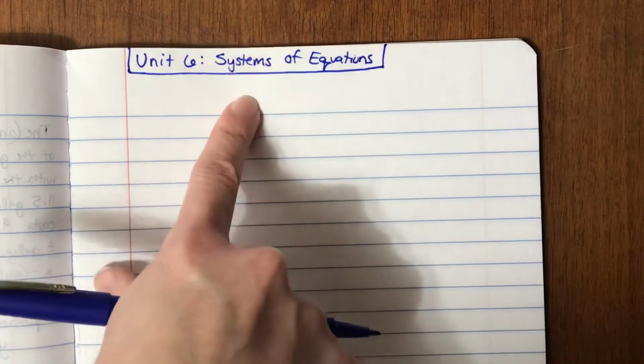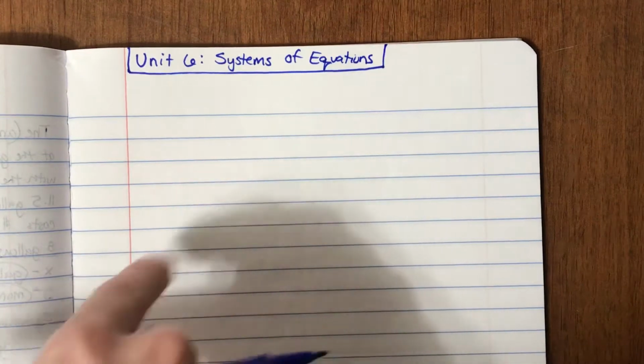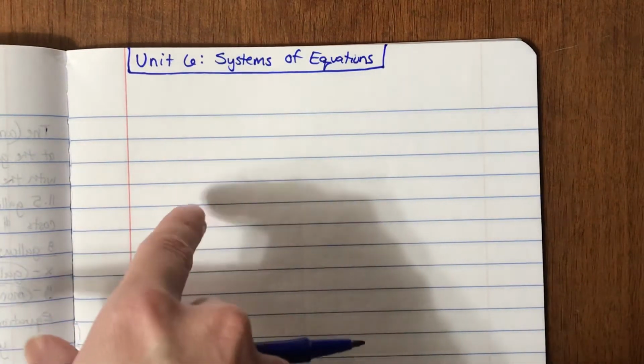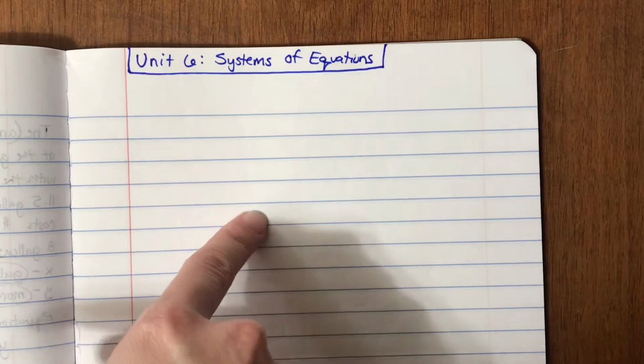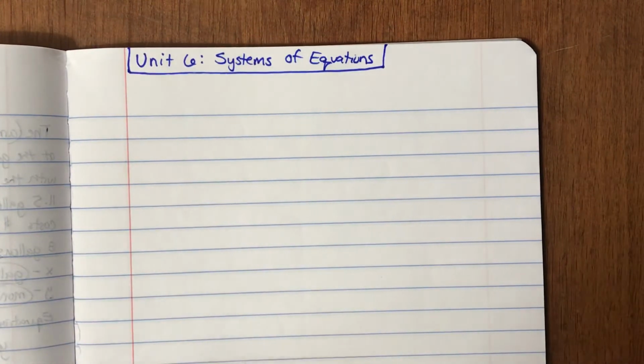We're going to talk about what a system of equations is today, and also how to solve it. There are actually several different methods that we're going to use to solve systems of equations, depending on what they look like and how difficult they are. So we're going to start pretty easy today.